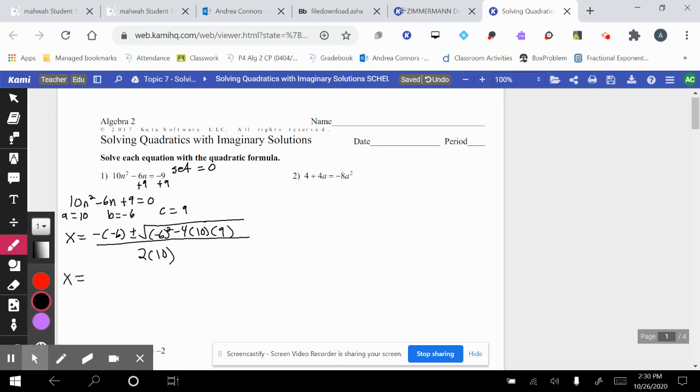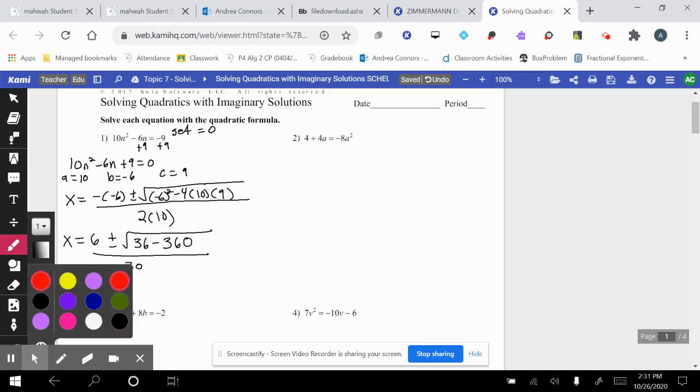So I get x equals, and negative times negative is a positive 6, plus or minus the square root. Negative 6 squared is 36. 4 times 9 is 36, times 10 is 360. All over 2 times 10, which is 20. So you always want to do what's in the radical first. So 36 minus 360, and you get x equals 6 plus or minus the square root of 324 all over 20.